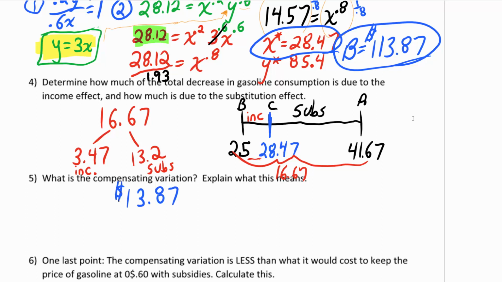So what is the compensating variation? $13.87. What does it mean? That is how much more money we would have to give this person to compensate them for the increase in the gas price. To keep them at the same happiness level they were before.